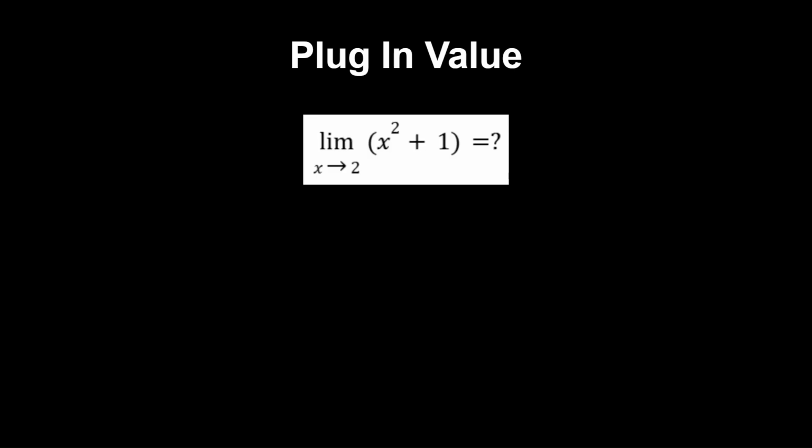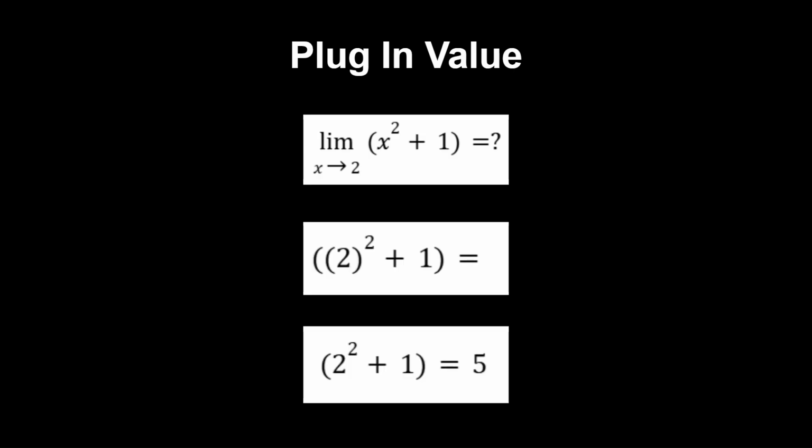Let's begin with the first method of evaluating limits, which is plugging in the value. Whenever you have a limit, you should always immediately jump to plugging in the value unless it's obvious that you can't do that. So for this one, limit as x approaches 2 of x squared plus 1, you can plug in the 2 there, and you see that it'll give you just an answer of 5.